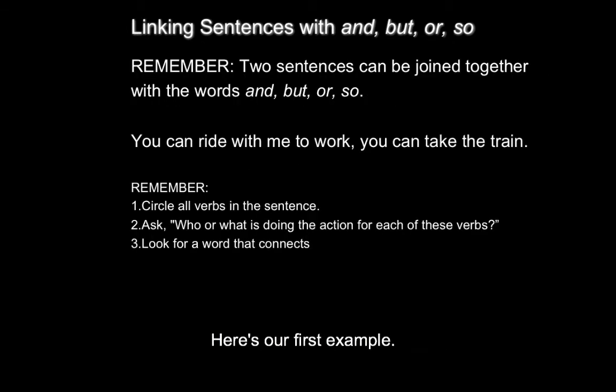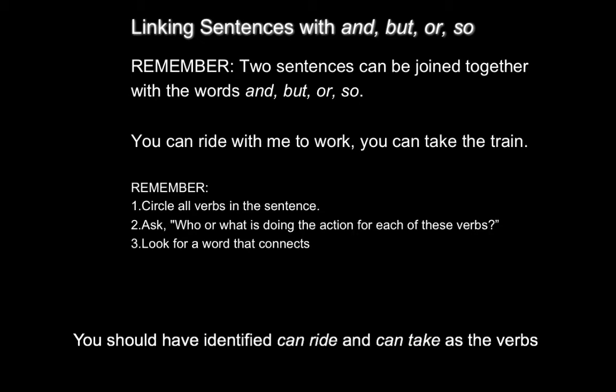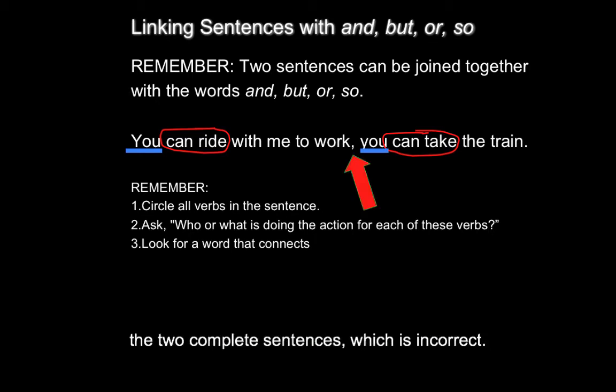Here's our first example. Pause the video for a moment and try to determine if or not this is a run-on sentence. If it is, try to figure out how to correct it. You should have identified can ride and can take as the verbs and you as the subject for both of these verbs. Since we have 2 subject-verb combinations here, this is a run-on sentence, and we only have a comma in between the 2 complete sentences, which is incorrect.